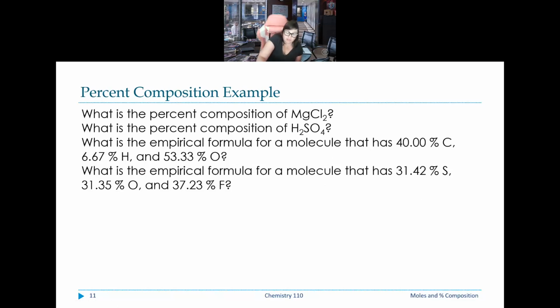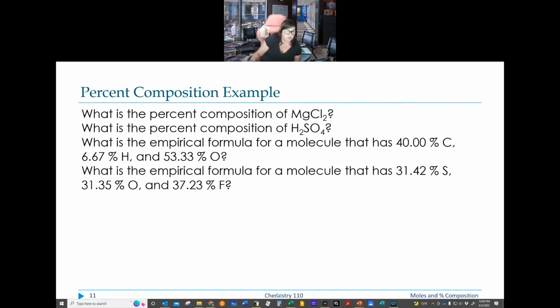What is the empirical formula for a molecule that has 31.42% S, 31.35% O, and 37.23% F? Now, oxygen is 16 grams per mole. Sulfur, I think, is 32.07. And fluorine, I don't remember.